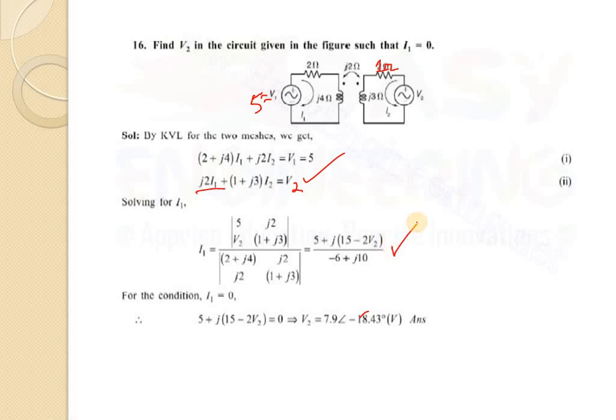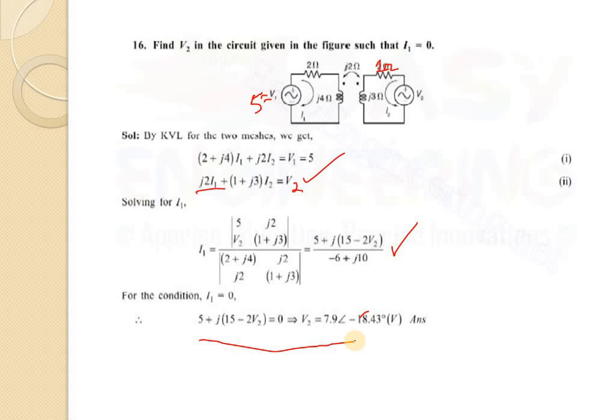Now as per the question, the value of I1 equals to 0. At that condition, we have to find the value of V2. So putting I1 equals to 0, we are getting the value of V2 like this. So ultimately we are getting the value of 7.9 angle 18.43 degree. Here, while we have calculated I1, but otherwise if we calculate I2, there is no meaning.